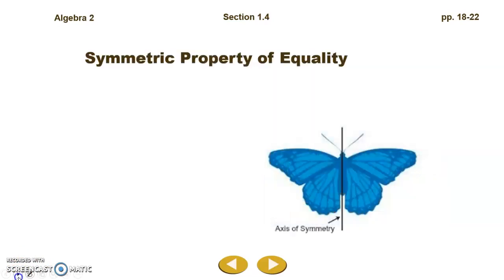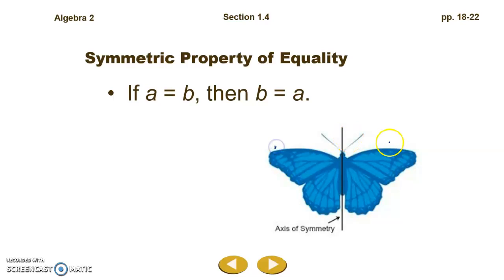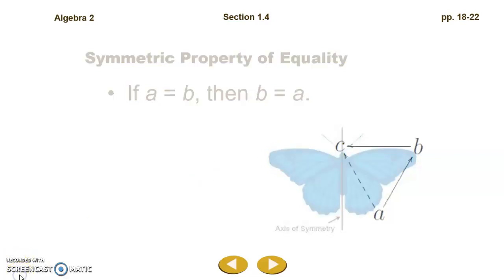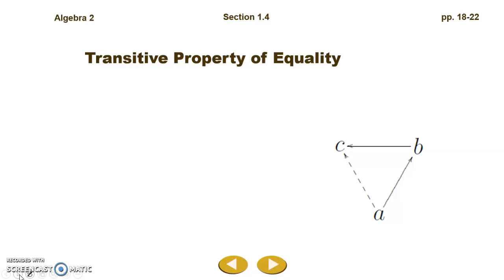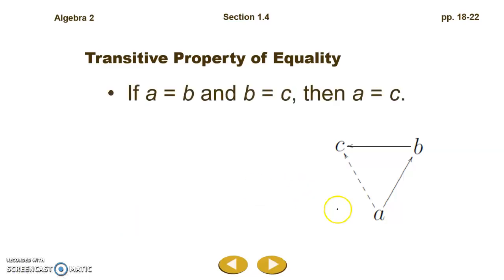The symmetric property of equality says that if A equals B, then B equals A. If one side of the butterfly wing looks like the other side, then we can say that this side looks like that side. It doesn't matter what order we put them in, they're still equivalent to each other. The transitive property of equality says that if A is equal to B, and B is equal to C, then A must also be equal to C.